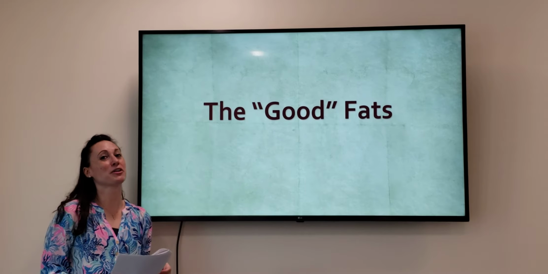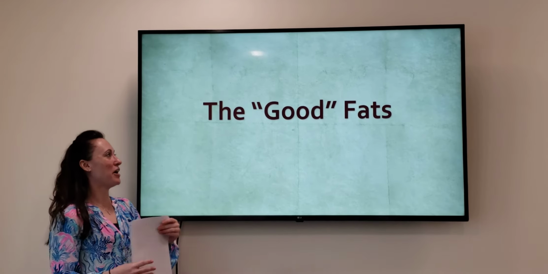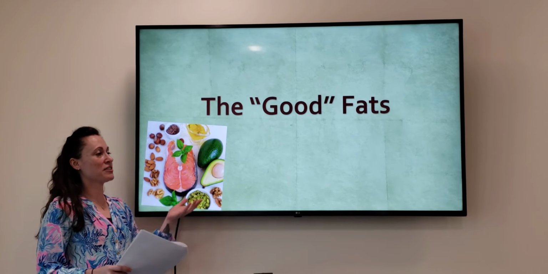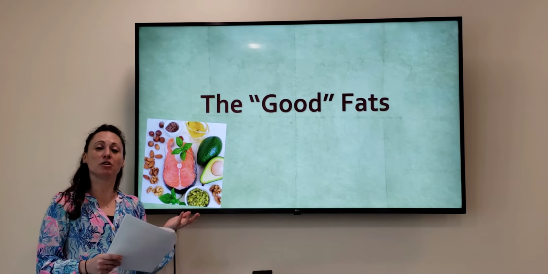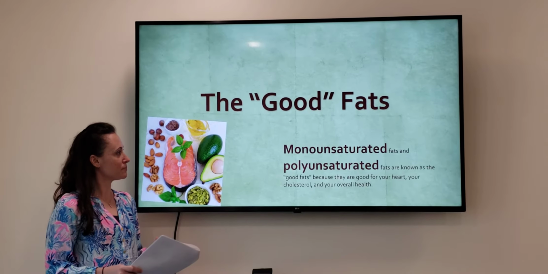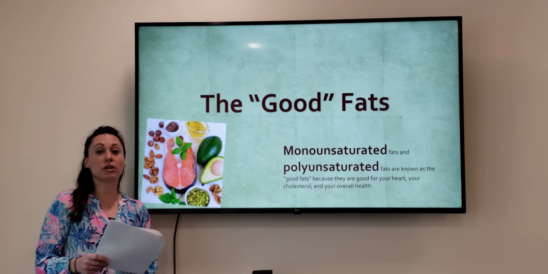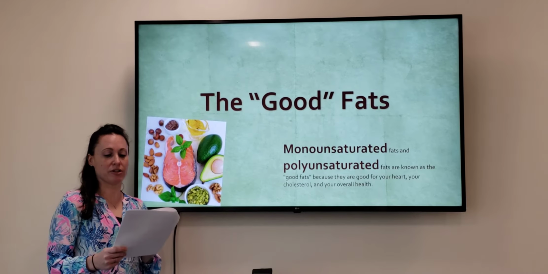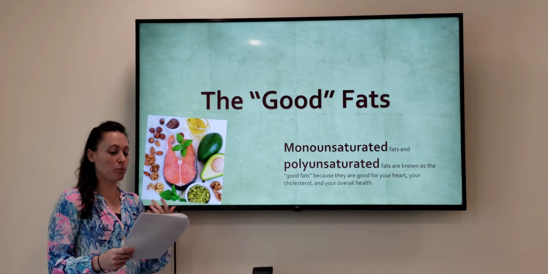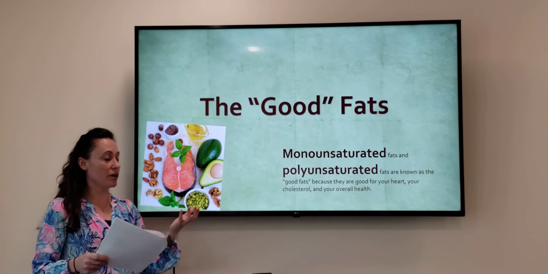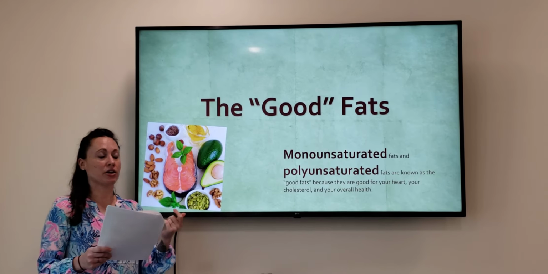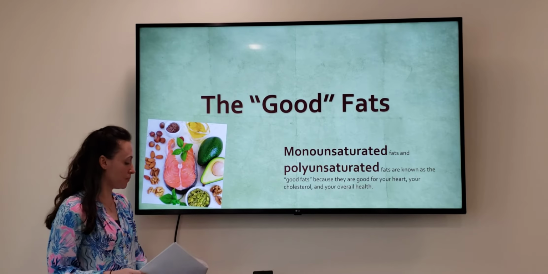All right, let's look on the brighter side. So we also have what's considered good fats. These are the fats that you do want to include in moderation in your daily diet. So we're talking about monounsaturated and polyunsaturated fats. These are the ones that are good for you because they help support the immune system, your heart functioning, and your overall cholesterol levels and good health.